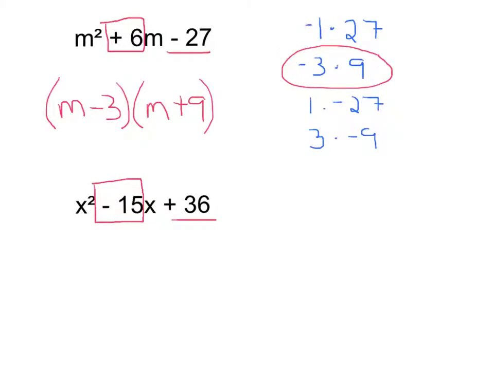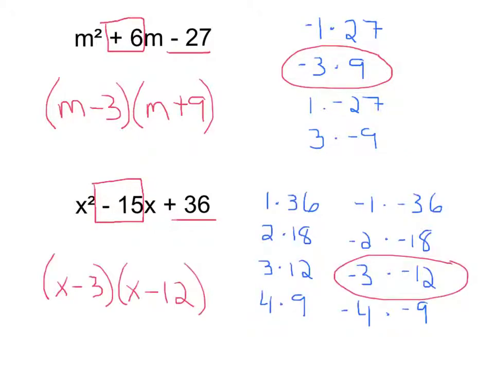For the first one, you should get the two binomials m minus 3 times m plus 9. And for the second example, to get a positive 36, but then two numbers that add up to a negative, both of your factors must be negative, because negative 3 times negative 12 is a positive 36, but when you add them together, it's a negative 15. So your answer, the binomials, x minus 3 times x minus 12.